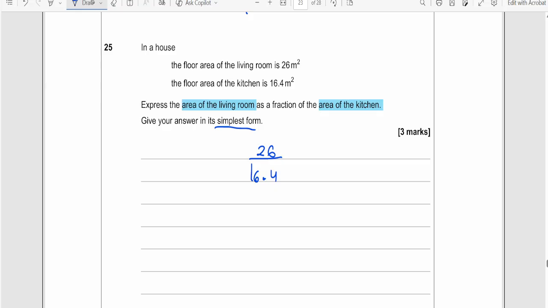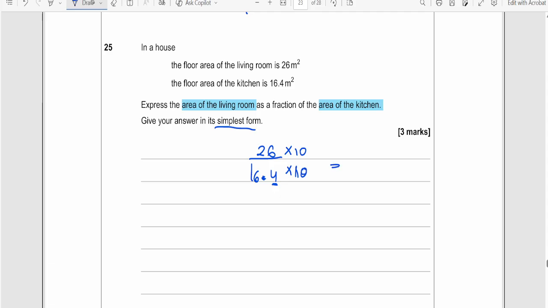Now we have to write it in simplest form. That means we need to divide them. I can multiply to remove this decimal. I can multiply both of them by 10, because if there is one digit after the decimal point, then I need to multiply by 10.